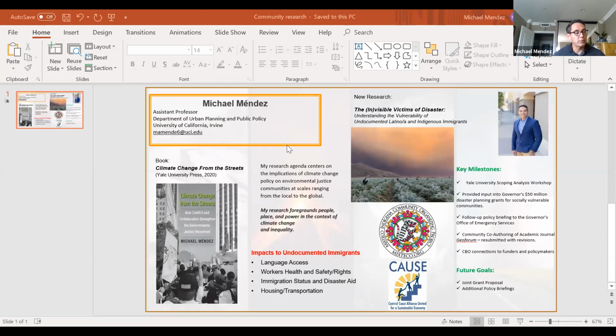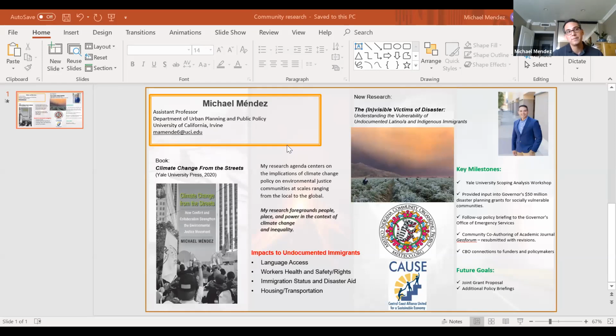Some of the future goals that we hope to do in this joint community-based research project is to apply for more grants together. And as our journal article and a couple other research products that we're working on come out, to continue to do policy briefings, not just at the state level, but next at the regional and local level. So that's a big snapshot of what I've been doing in terms of community-based participatory research.